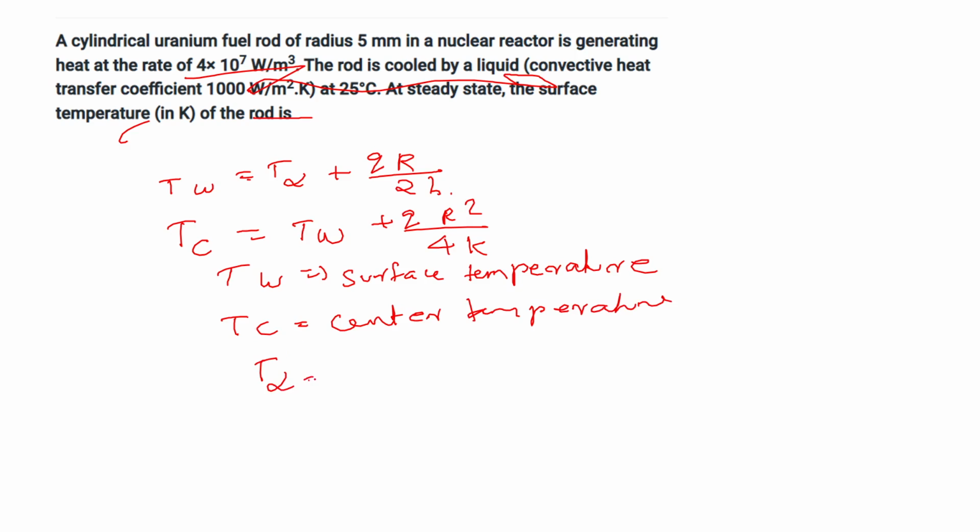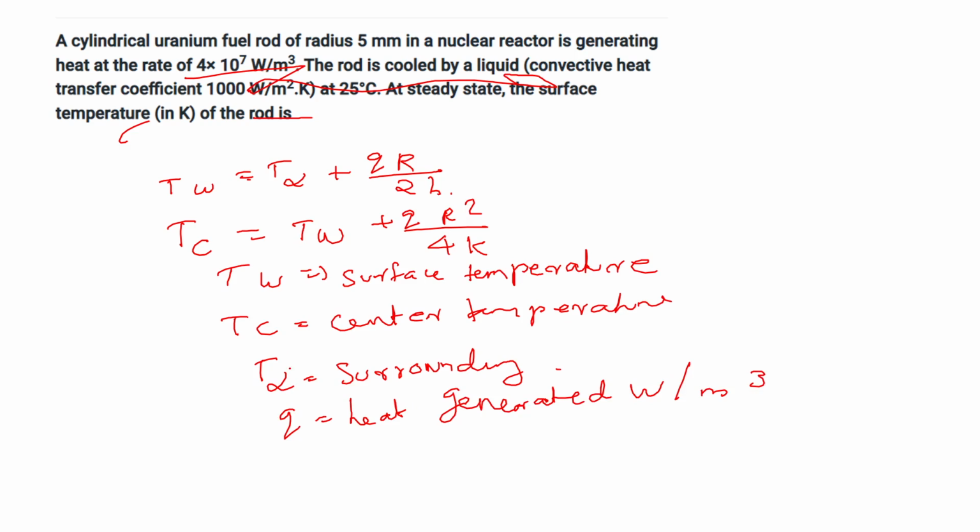And T infinity you can tell is the temperature of the surrounding, that's also in Kelvin. And Q means it is the heat generated, that will be watt per meter cube. And H is the heat transfer coefficient, and R is the radius of the cylinder. From this you have to calculate the surface temperature of the rod in Kelvin.